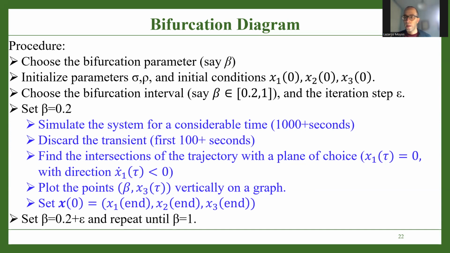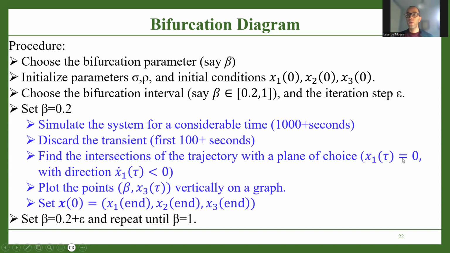So here we have the Lorenz system. As I told you in the previous graphs, I'm using this plane of interest, x1 equals 0. I also choose a direction, the negative derivative for x1. And for this time series, I find all the intersections with a given plane.